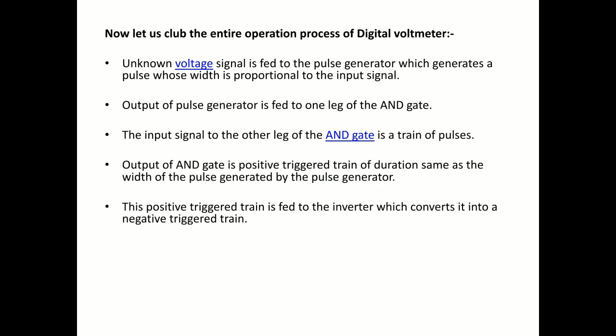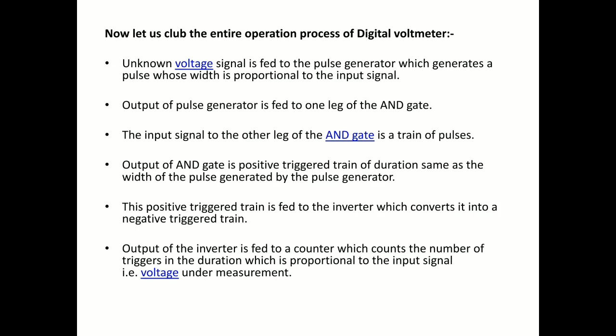This positive triggered train is then provided as an input to the inverter, which is nothing but a NOT gate, which converts it into a negative triggered train. The output of the inverter is then fed to a counter, then depending upon a suitable calibration scale provided inside it, it will count the number of triggers which is proportional to the magnitude of the input voltage which we need to measure with the help of this arrangement. So this is the basic working philosophy behind the digital voltmeter.